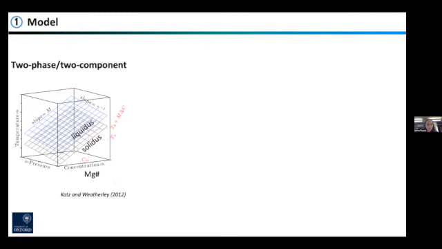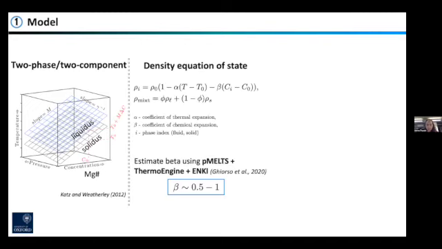And composition in this case is analogous to the magnesium number to describe the partitioning of iron and magnesium in rocks. And since we're talking about buoyancy, we're also talking about density differences. The density equation of state shown here suggests that the phase density is a function of temperature and composition, but the mixture density is also a function of porosity. So this is the porous buoyancy.